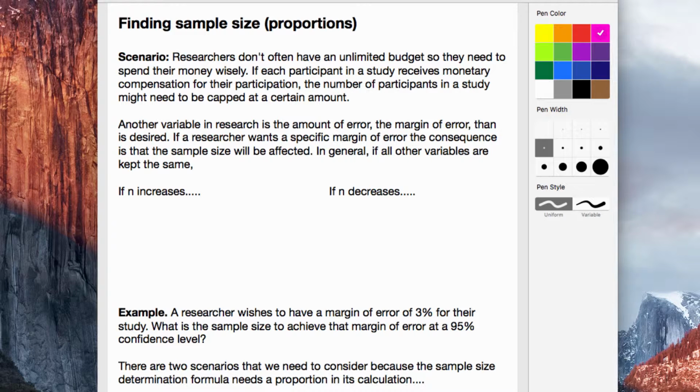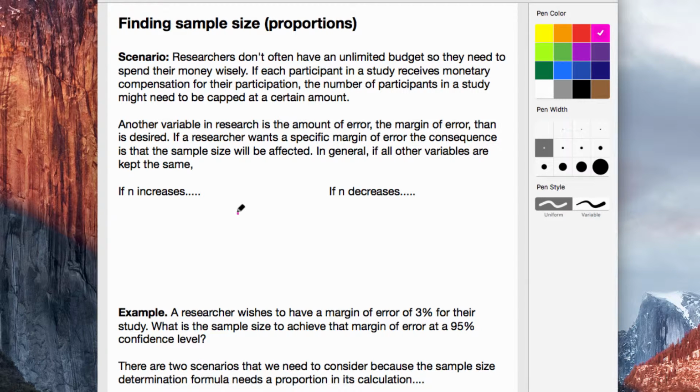Another thing that researchers think about is margin of error. Suppose you want a specific margin of error. These formulas that we're going to use will determine the sample size so that you get that margin of error. Instead of just sampling until you feel like you have enough people and then dealing with that margin of error, you can start knowing a margin of error and then figure out your sample size to get that. So there's a relationship between margin of error and sample size.